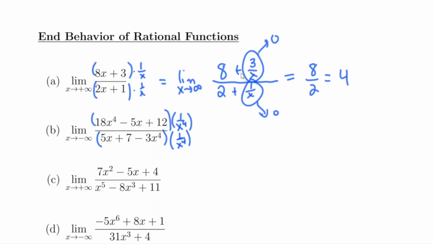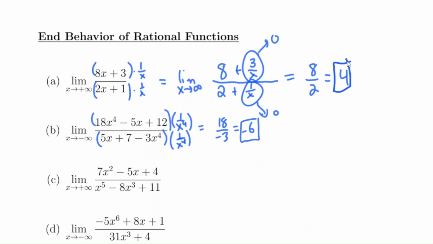So again, that's the long way of doing it. You could do the same thing here. You multiply each term by 1 over x to the fourth. These terms are going to approach 0, the lower degree ones. This one will actually approach 18. This one will approach -3. Your answer is going to end up being 18 over -3, which is -6. Okay, that's the long way.